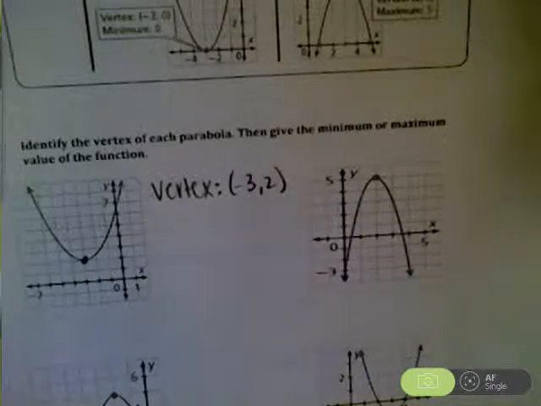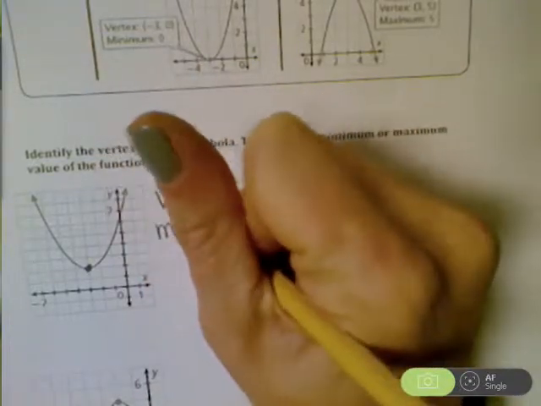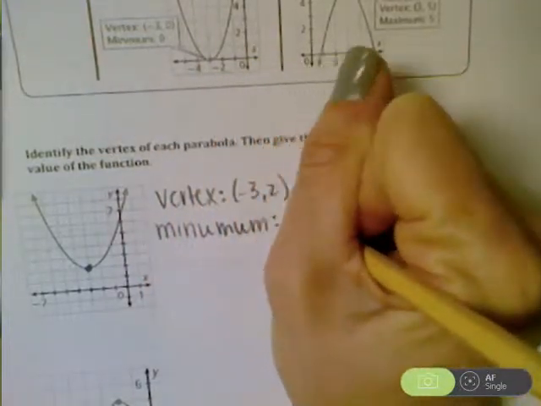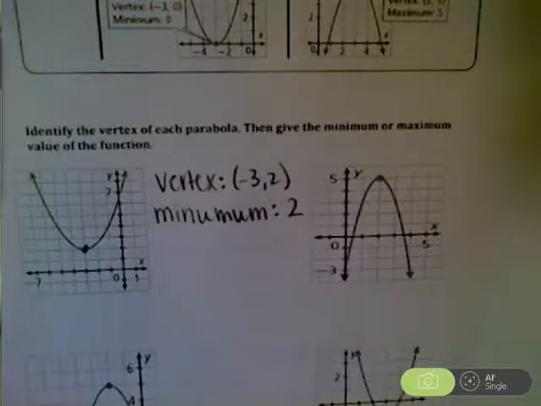Now, to tell whether the graph has a minimum or maximum, all you have to do is ask yourself, is the vertex at the top of the graph or the bottom of the graph? Yes, the vertex in this example is at the bottom of the graph. So does the vertex represent the minimum of the graph or the maximum of the graph? The minimum. The minimum is just the y value of the vertex, so the minimum in this case is 2.